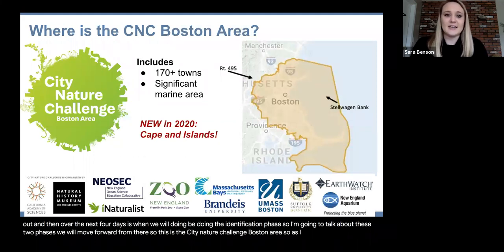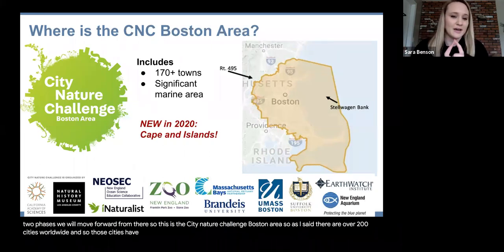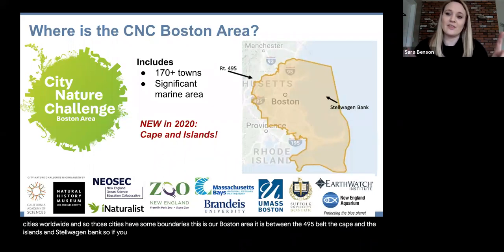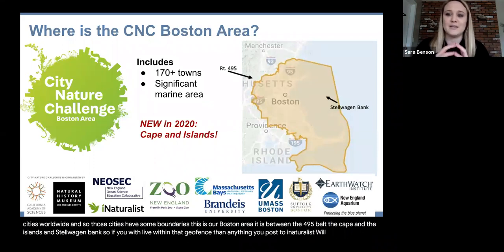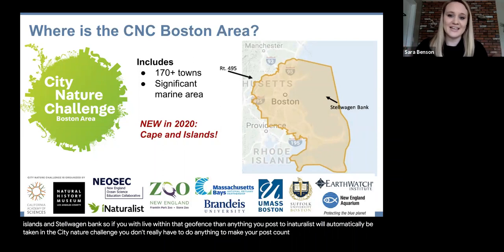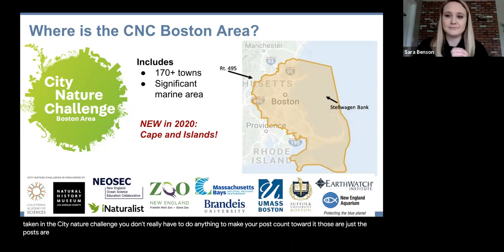So as I said, there are over 200 cities worldwide, and those cities have some boundaries. This is our Boston area. It is between the 495 belt, the Cape, and the islands and Stellwagen Bank. So if you live within that geofence, then anything you post to iNaturalist will automatically be taken in toward the City Nature Challenge. You don't really have to do anything to make your posts count toward it. Those are just the posts they're counting.